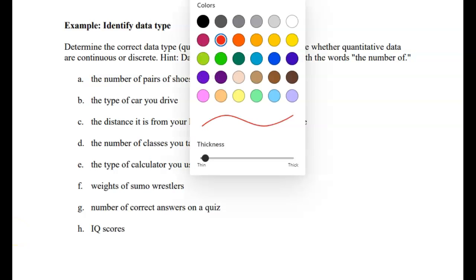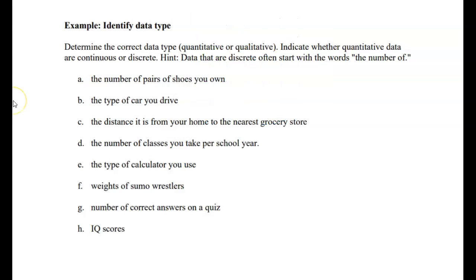Right, let's look at this example. In here we're asked to identify the data type for these characteristics. We can identify data as quantitative and or qualitative. Quantitative is classified either as discrete or continuous.